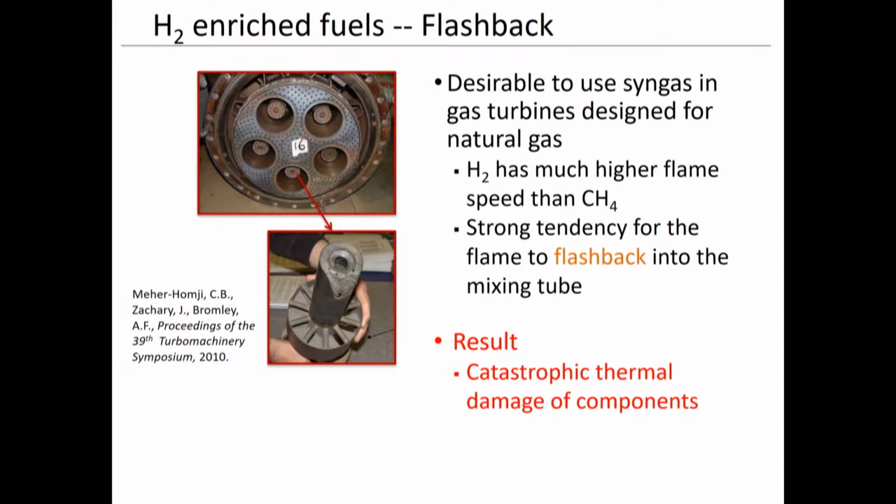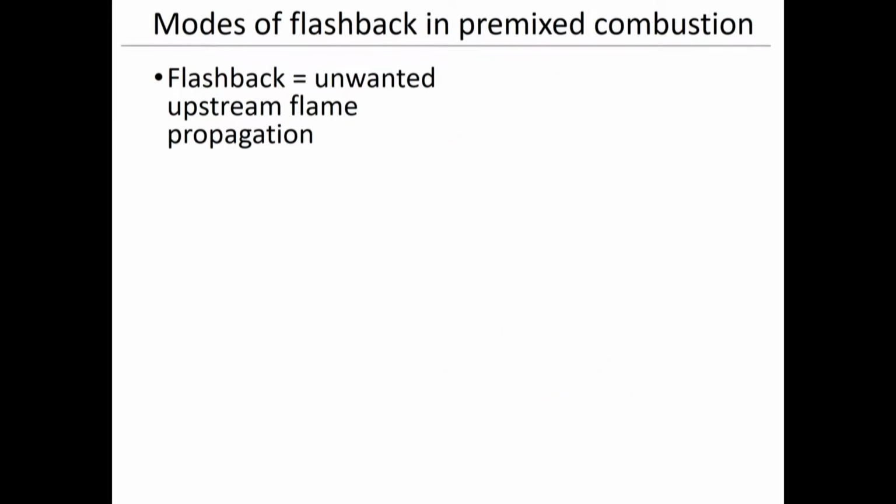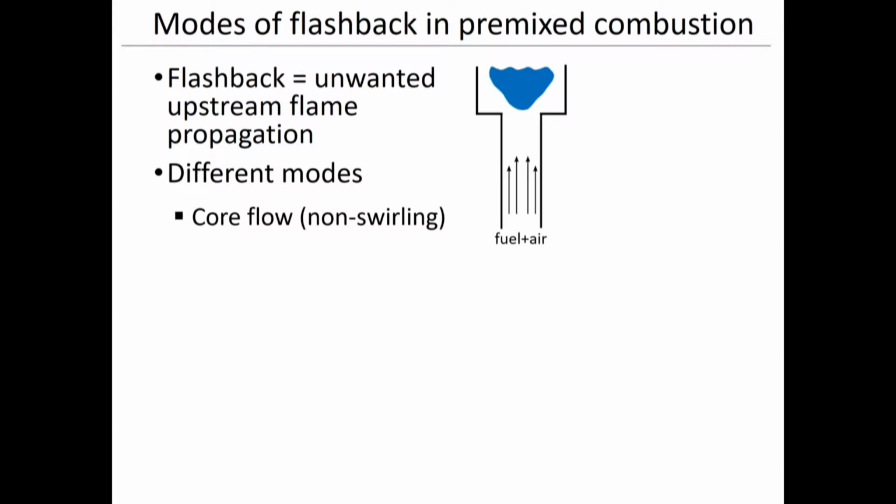So we're studying the flashback process, and that is, how do we understand it, and then potentially how can we use our knowledge to mitigate the occurrence of flashback. So flashback is the unwanted upstream propagation of the flame. There are different modes that flashback can occur in. For example, this would be a dump combustor. We have a fuel-air premixture flowing through this tube. They then go into a dump, a big open area, and this flame is stabilized by a recirculation region, and so the flame could potentially just flash back into this reactant stream.